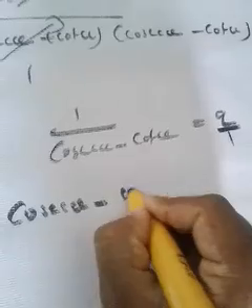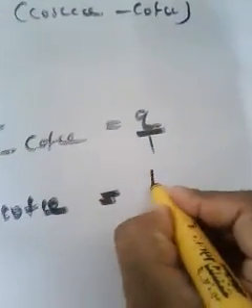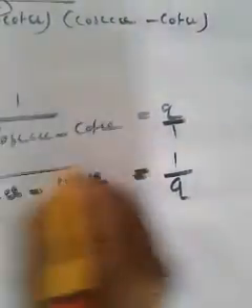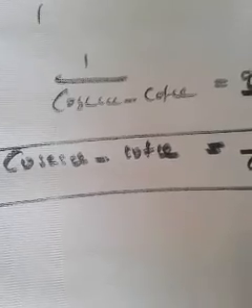Cosec theta minus cot theta by 1. That is nothing but cosec theta minus cot theta. The reciprocal of q by 1 is nothing but 1 by q. That means we got the value of cosec theta minus cot theta as 1 by q. This is the proof for the first part.